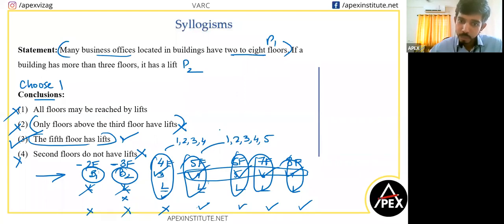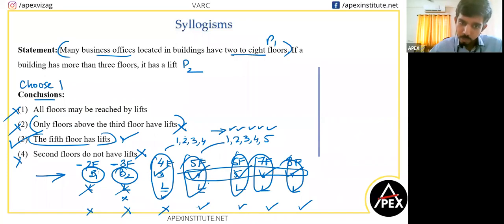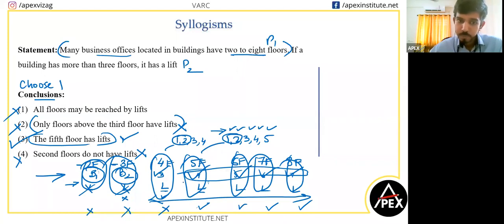Now, when they have a lift, it will stop at all the floors. It's nowhere told that it will not stop at any particular floor, right? So in these buildings, first and second floor get a lift, even if you are on lower floors. And in these buildings, first and second floor don't get a lift because there is no lift in these buildings. So only floors above third floor have a lift cannot be said, because in all of these buildings, the floors below third floor also have a lift. So this becomes invalid.